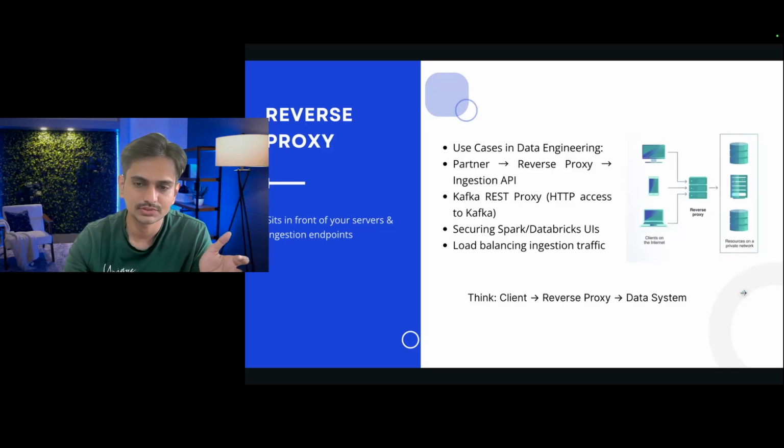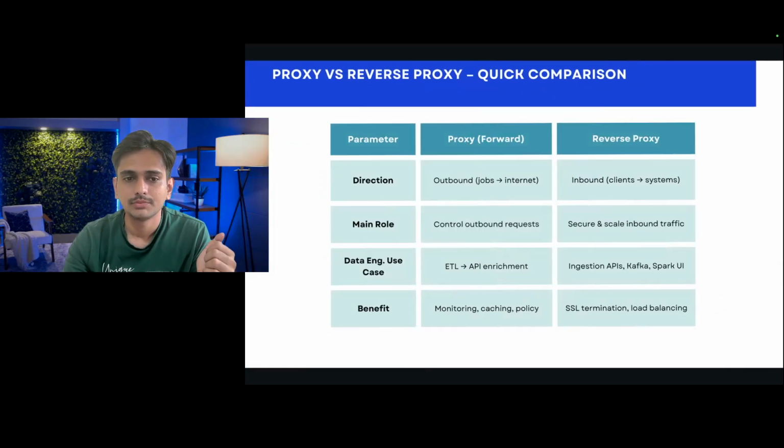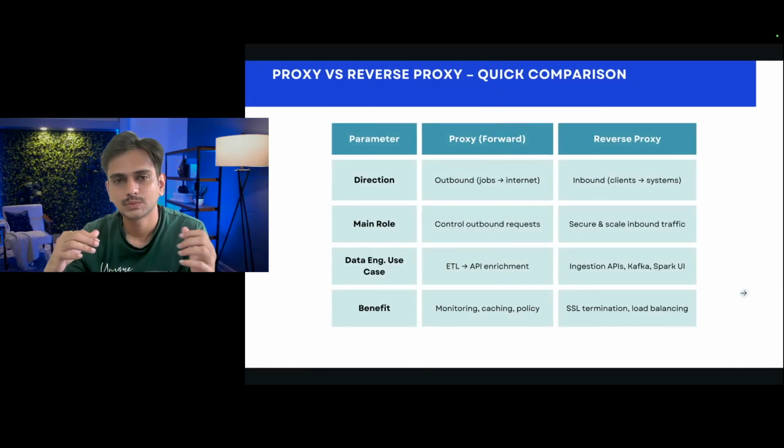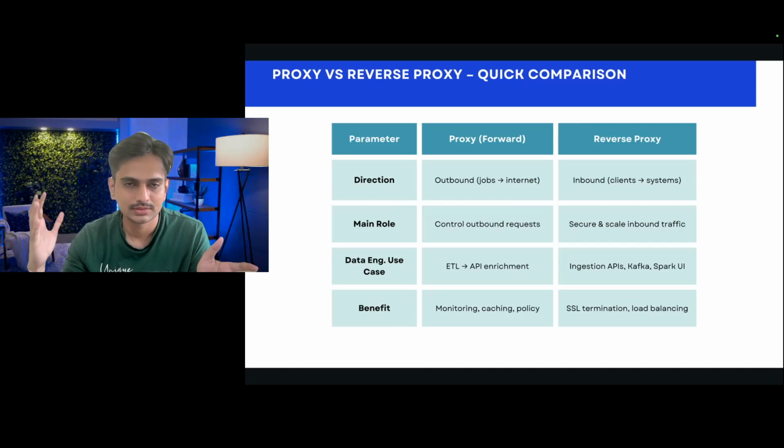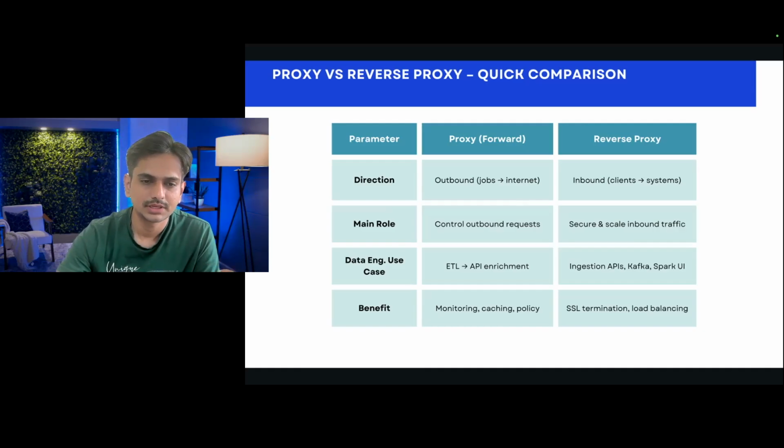So this is about the reverse proxy. And when we move to this quick comparison, again, this is from the data engineering perspective. If you take a general proxy and reverse proxy comparison, it might be completely different. So this is purely from the data engineering lens. You want to understand what exactly the difference is.